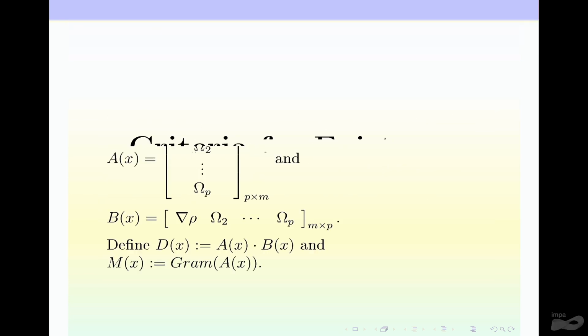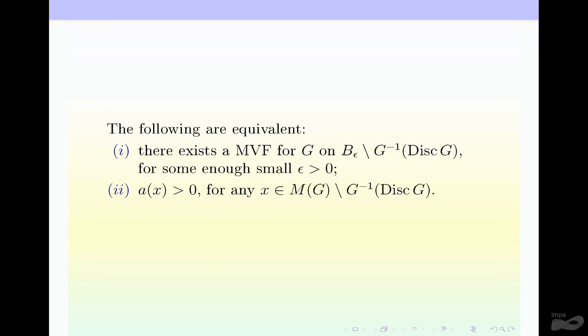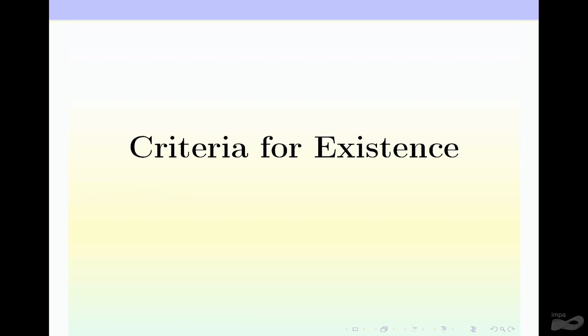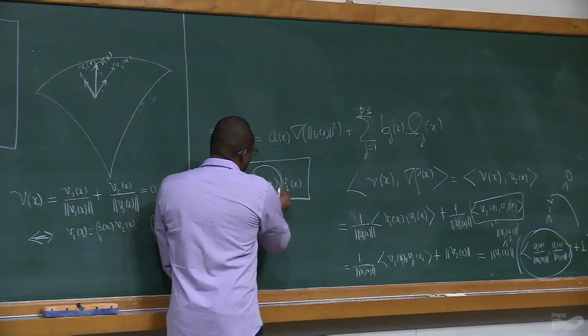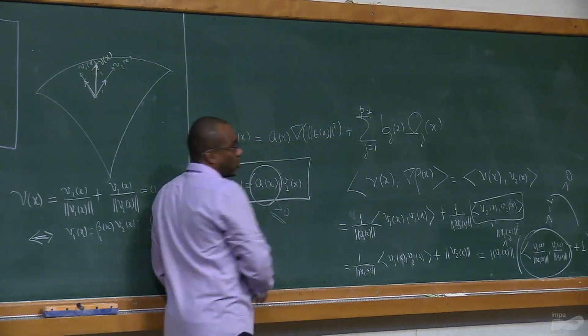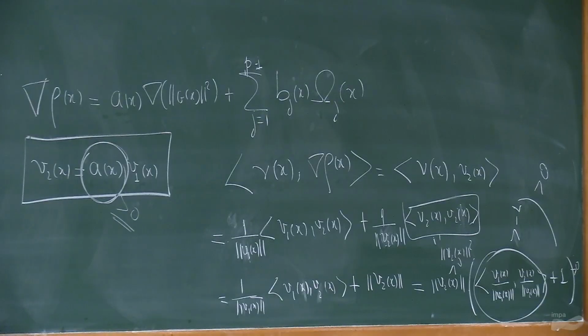So anyway, okay, maybe. So now some criteria for the existence of this guy. The criteria is to check, under the whole regularity, when this guy here is positive. Okay, that's the criteria.